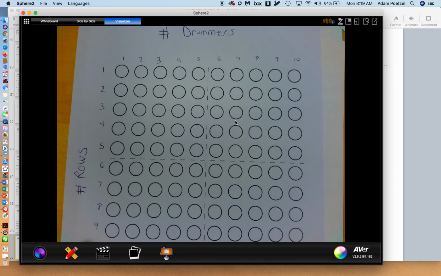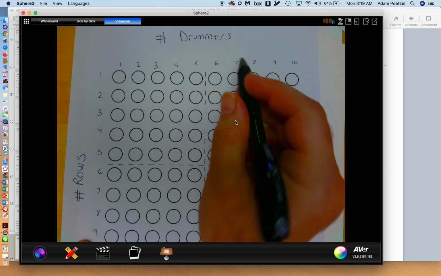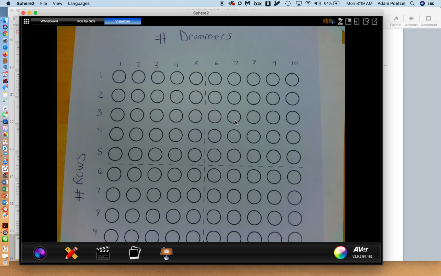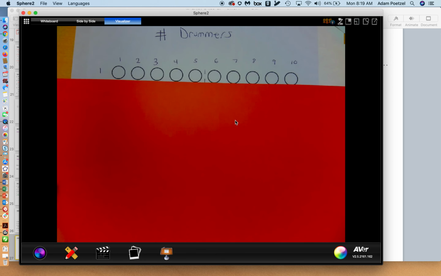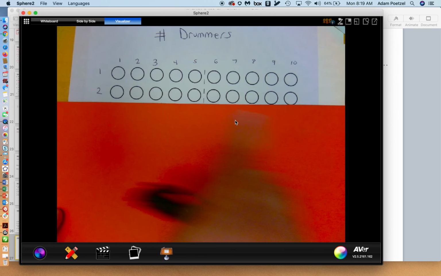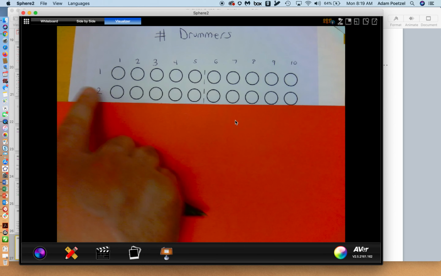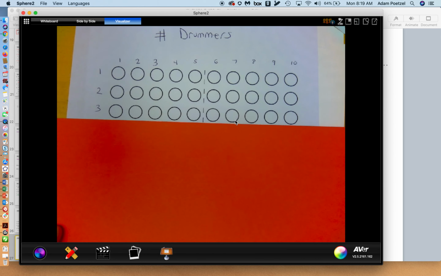But I like to talk about a parade. I like to ask students if they've been to a parade. We talk about parades for a minute, and I tell them this is going to be our parade. It's a parade of drummers going down the street. But we're going to make all kinds of different parades. The top numbers tell us how many drummers are in each row of a parade. So for example, a parade like this would have 10 drummers, and this would be 2 rows. So 2 rows of 10 drummers, or 3 rows of 10 drummers. But maybe we didn't have that many drummers.